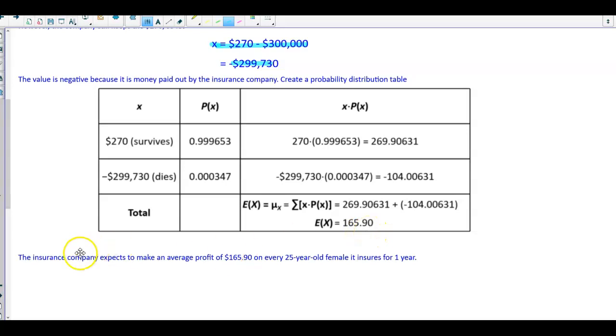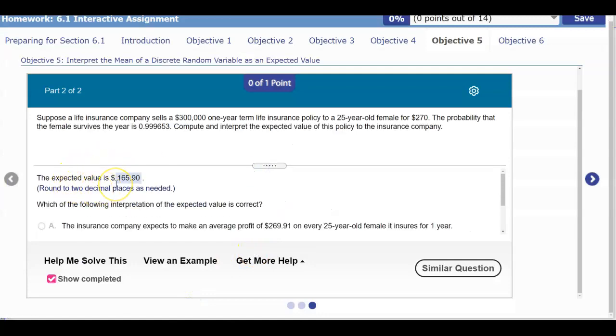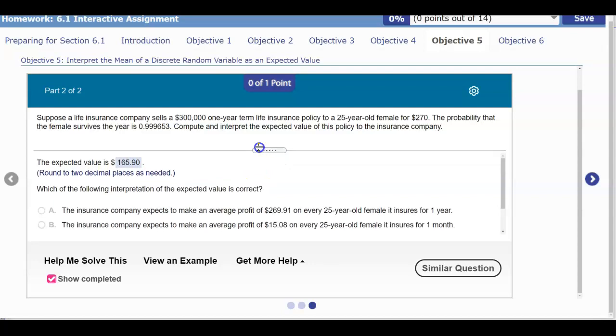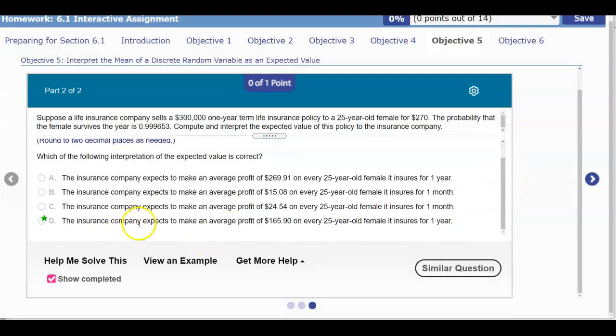So we would say that the insurance company expects to make an average profit of $165.90 on every 25-year-old female it insures for 1 year. Going back to our problem, we can see the answer here. Again, the expected value is $165.90. And which of the following interpretations of the expected value is correct? If we go down a little further, we will see that the insurance company expects to make an average profit of $165.90 on every 25-year-old female it insures for 1 year.